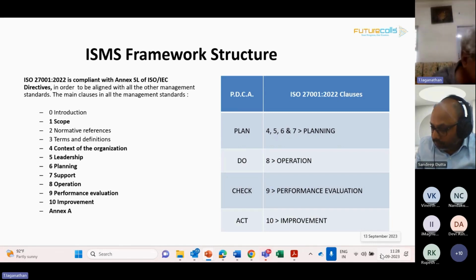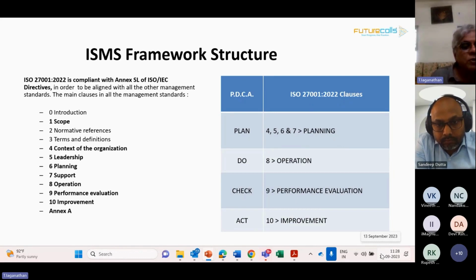They have standardized it across all management systems, whether you do 9001 or 14001, clauses 0 to 10 are the same. The structure is the same. Within the structure, how to do the planning for QMS, how to do the operation of QMS is different. How to do the planning for ISMS is different. But the structure is still: 6 is planning, 8 is operation, 7 is support.